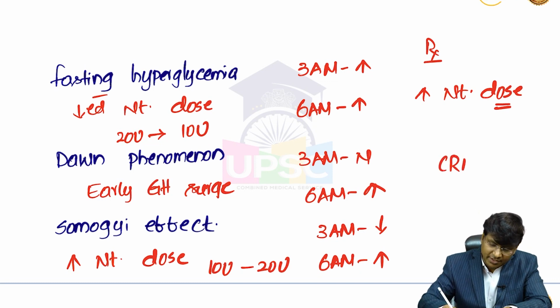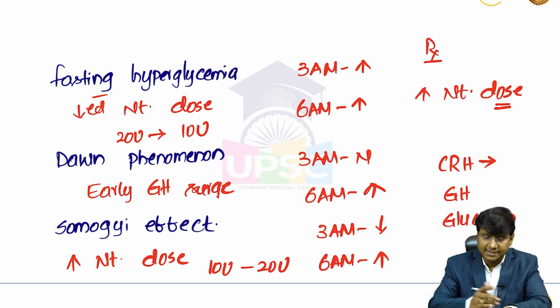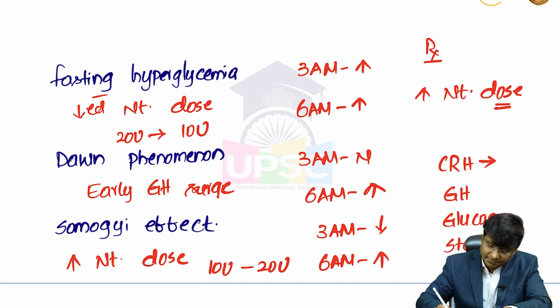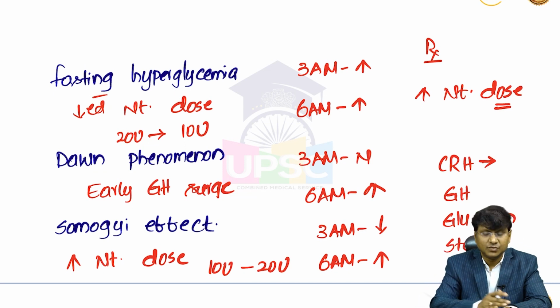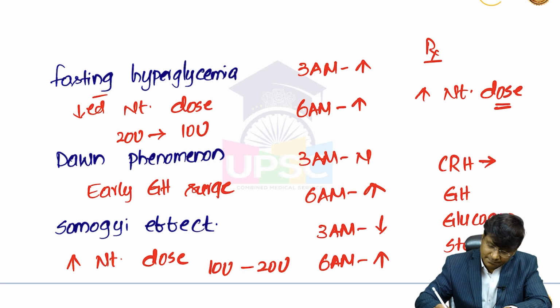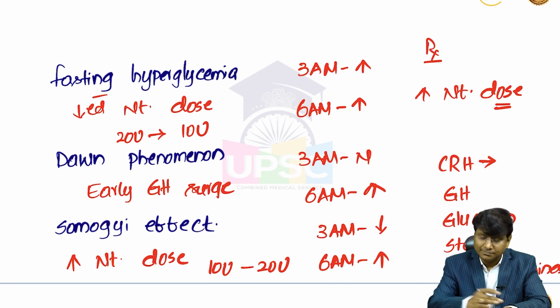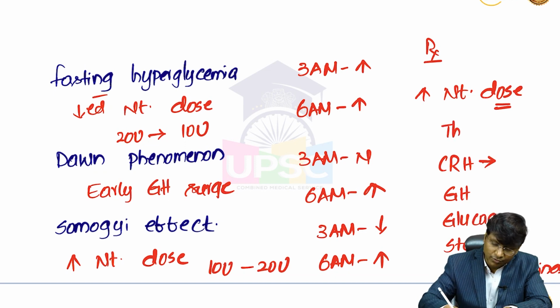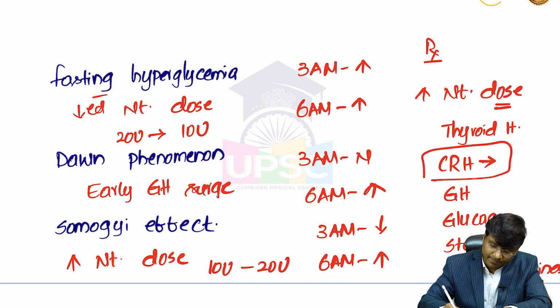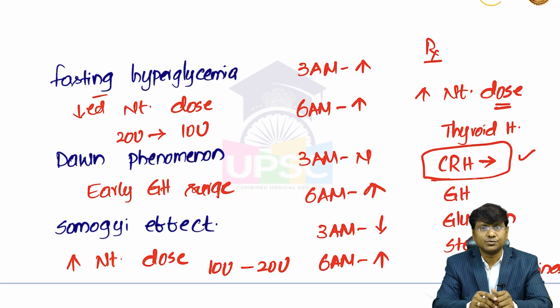Then what are these counter-regulatory hormones? The counter-regulatory hormones, they include the growth hormone, they include the glucagon, right? They include the steroid, they include the catecholamines, and they include the thyroid hormone. Okay, so these are the counter-regulatory hormones, right?